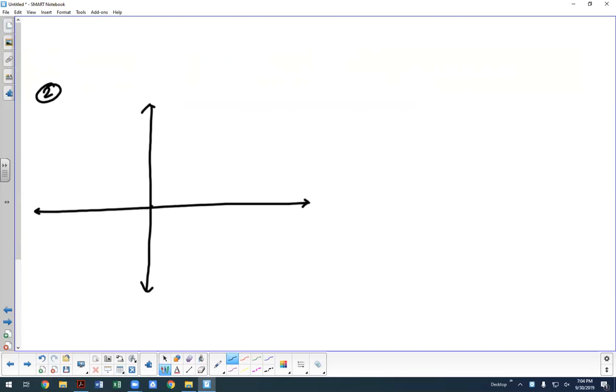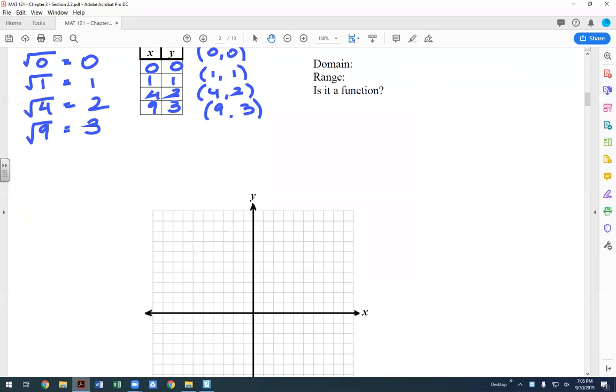Our points were 0, 0; 1, 1; 4, 2; and 9, 3. So when you draw your graph, this is what it should come out looking like. Did we have that general shape? Yeah? Okay, can you tell me if this is a function or not a function? It is, right? Because if I draw a vertical line through this graph, it will only cross the graph at one point. So this is a function.